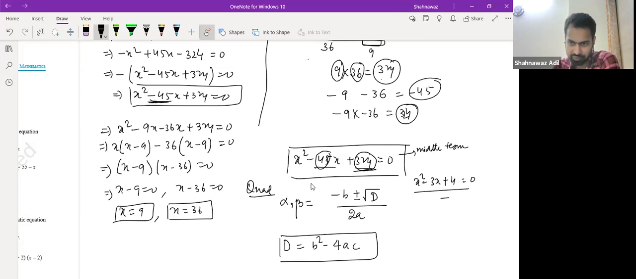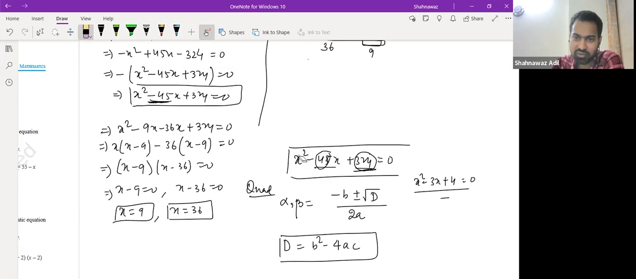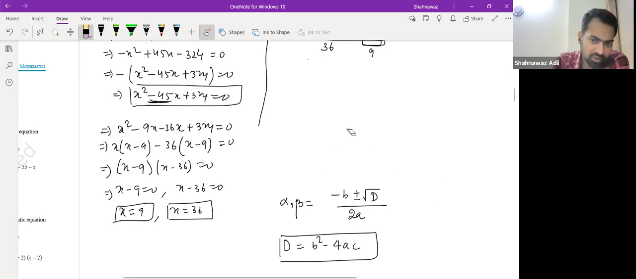Can you just solve this with the quadratic formula? We haven't talked about the quadratic formula yet, right? Okay, fine. When we talk about the quadratic formula, we will do that. So we will stop here.